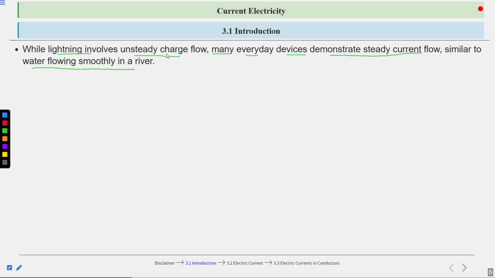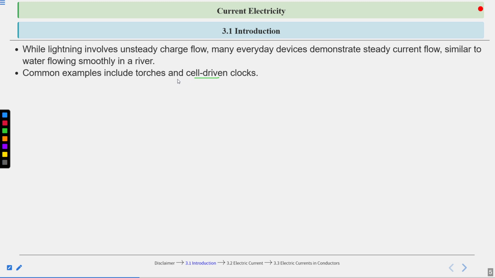So besides this unsteady charge flow, many everyday devices demonstrate steady flow similar to water flowing. You can draw an analogy with water flowing smoothly in a river. Like this we can say a steady, smooth flow of current. So common examples include torches and cell driven clocks. We know that torches and cell driven clocks both work on batteries or cells.